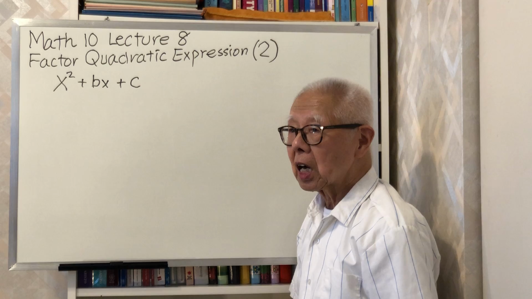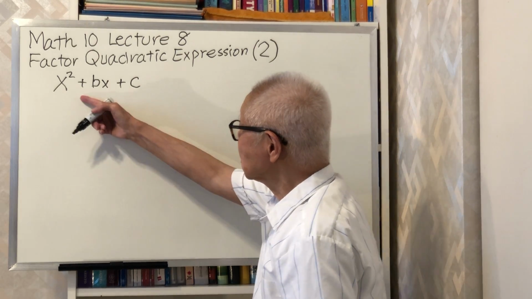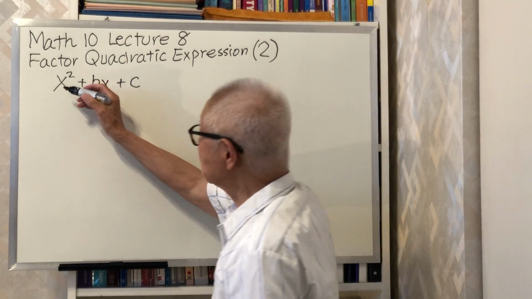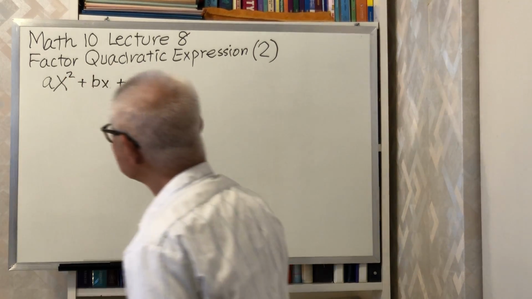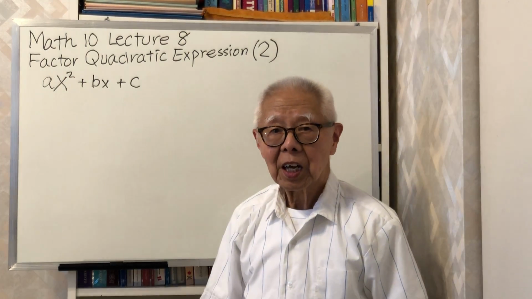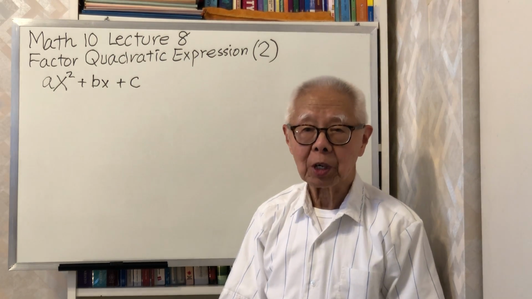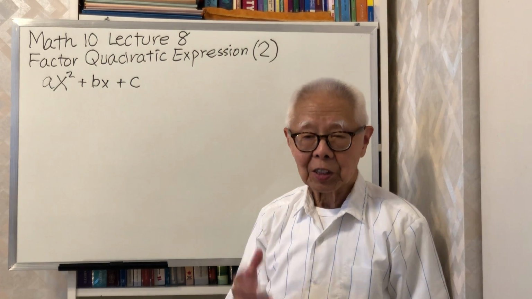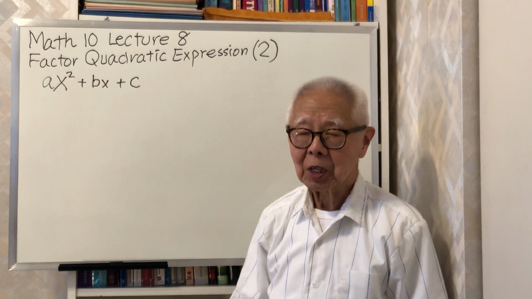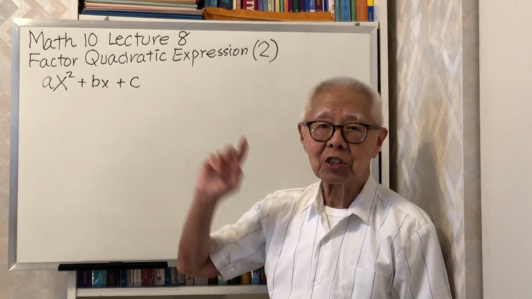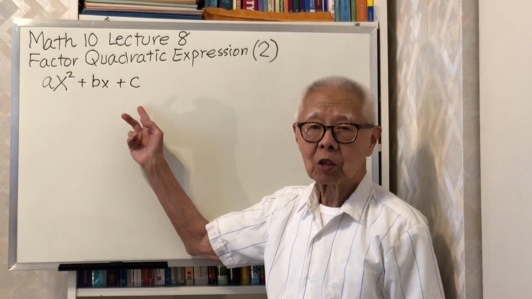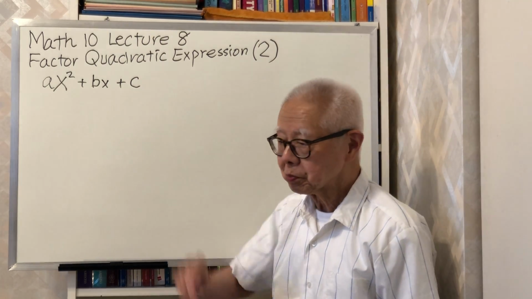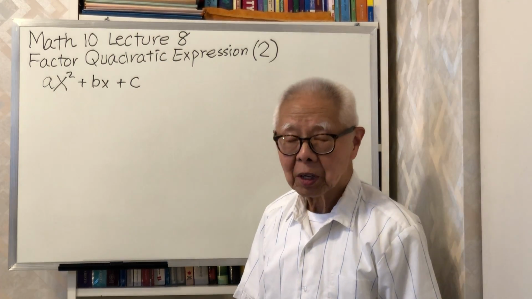But today, in the quadratic expression, there is a number a. A is other than 1, because if a is 1, that was the last lecture. But now today, a is not 1. How do we factor this kind of quadratic expression? Let's have an example.